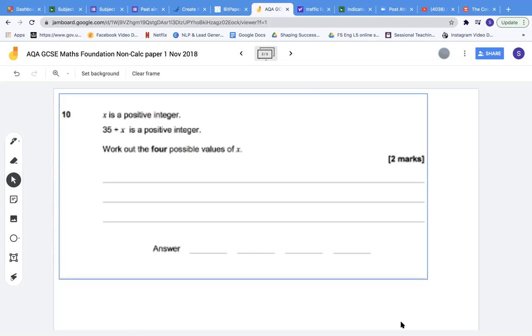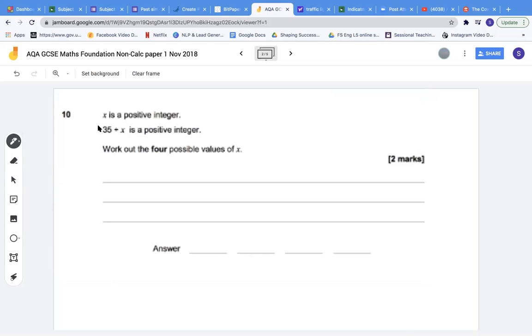Positive, because it says positive. I'm guessing it will be a whole number. Excellent, well done. Okay, now when we talk about integers, an integer is a whole number. You can also have negative integers, which will be -2, -10, -20. But the key thing here is it's a whole number.